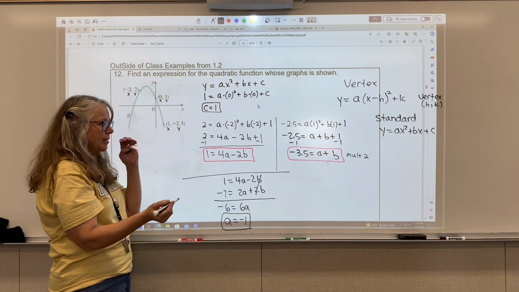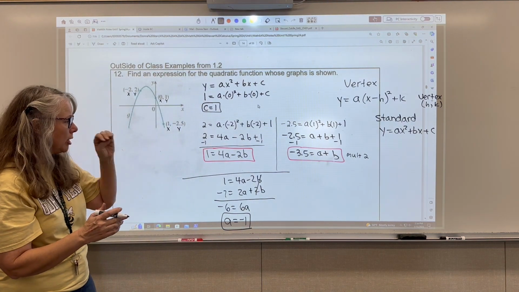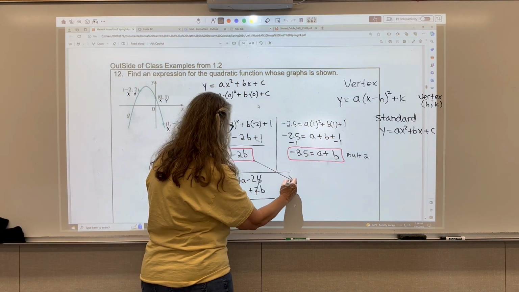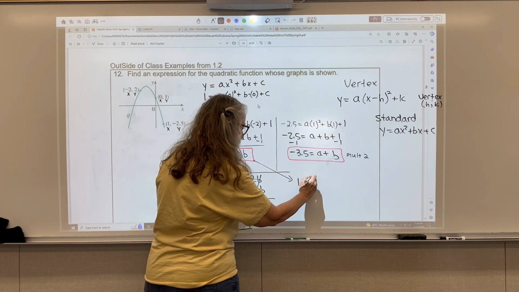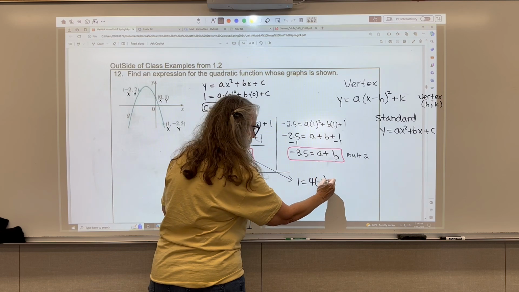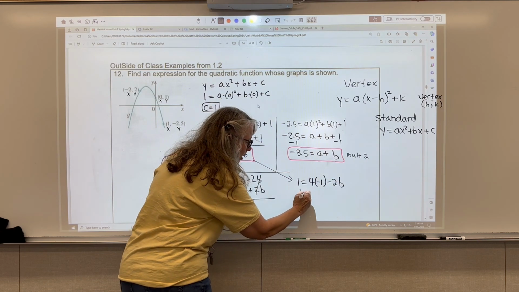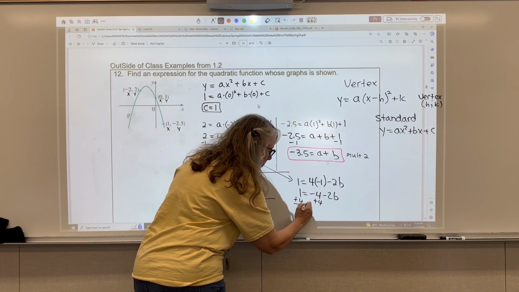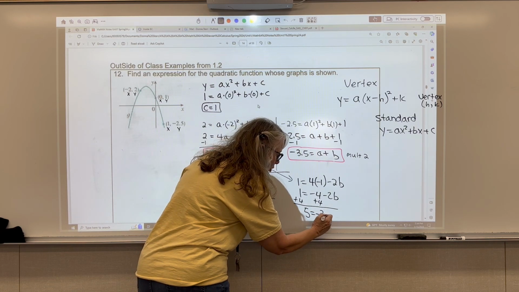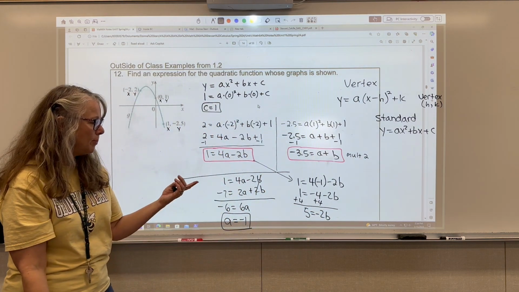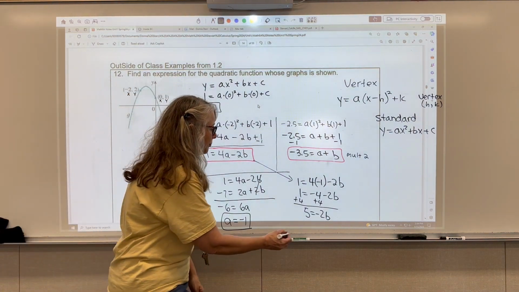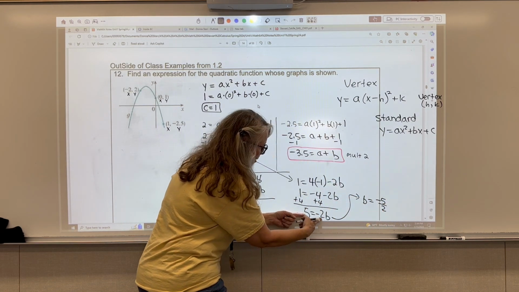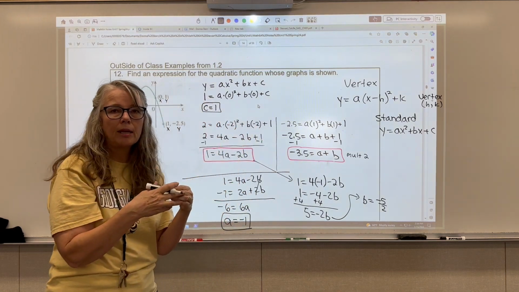And then I want to know what b is. I can use either one of my equations. I'll use this one just because it's nice. So I'm going to use this equation right here: 1 equals 4 times a, which is negative 1, minus 2b. So this is 1 equals negative 4 minus 2b. I'm going to add 4. So I get 5 equals negative 2b. And when the dust clears, I get b is negative 5 over 2. So I'm going to divide by negative 2, right? And it doesn't matter if I put the negative in the top or the bottom.